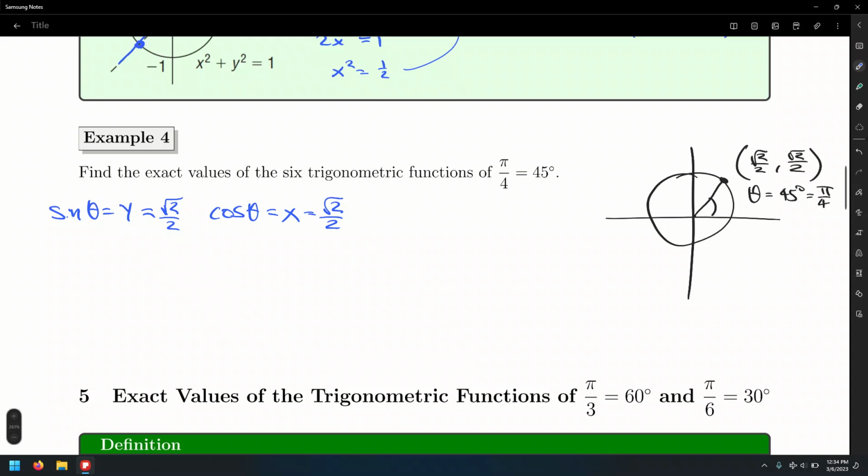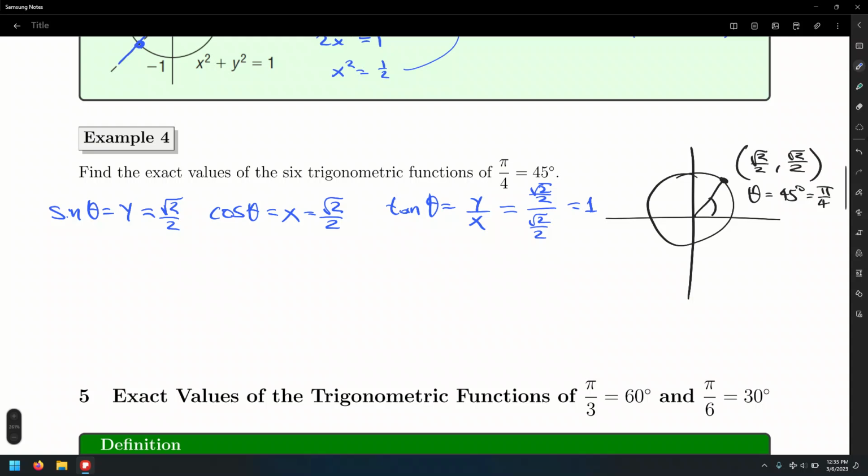Now let's go with the tangent function. Tangent theta equals the ratio of y over x. And that's actually simple. That's just root of 2 over 2 divided by itself. And a number divided by itself is simply going to give us 1.